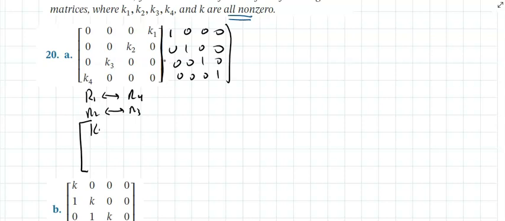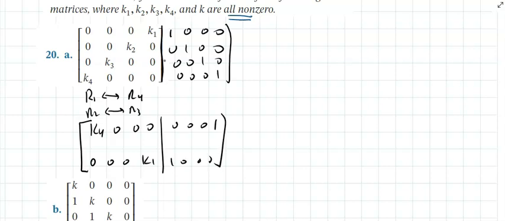then I'm going to get K4, K sub 4, 0, 0, 0, 0, 0, 0, 1. And if I put the first one last, it looks like this. And if I switch those two, then I'm looking at 0, K3, 0, 0, 0, 0, 1, 0. And I'm looking at 0, 0, K sub 2, 0, 0, 1, 0, 0.